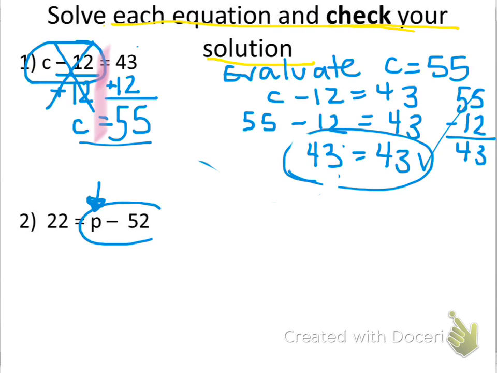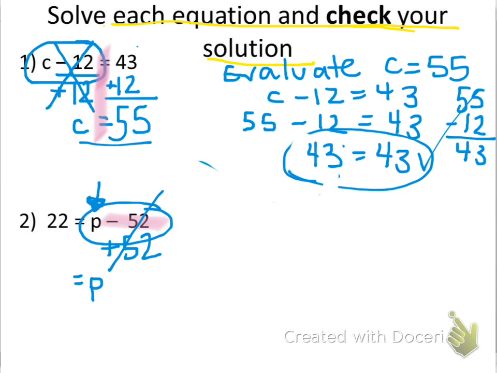What else is on this side of the equation that is stopping us from having our p by itself? Well, it's this minus 52. To get minus 52 to 0, we're going to add 52, so that those two cancel out, and we'd be left with just p on this side.